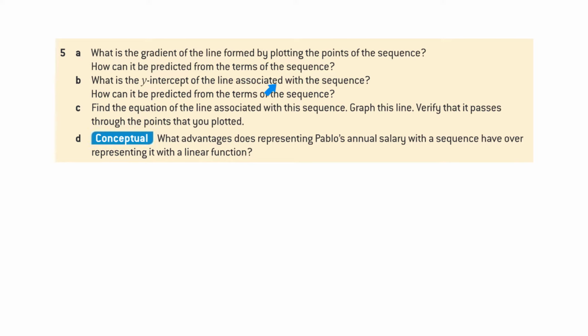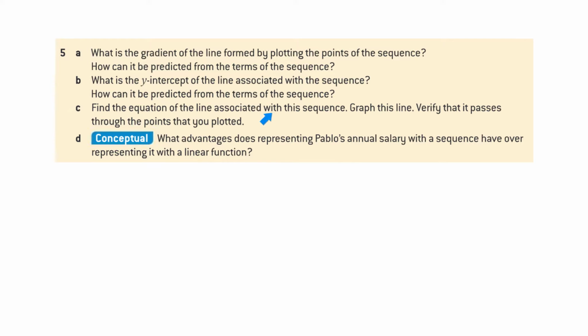B, what is the y-intercept of the line associated with the sequence? How can it be predicted from the terms of the sequence? Well, I think they're implying here that the x-axis starts at 1. So that would be then 39,000. But if you look at my graph earlier in this video, you'll see that I started the x-axis at 0. Okay. So the year 1 is basically the x equals 0 point. And if that's the case, then the y-intercept would be where the term equals 1, which would be 39,000.